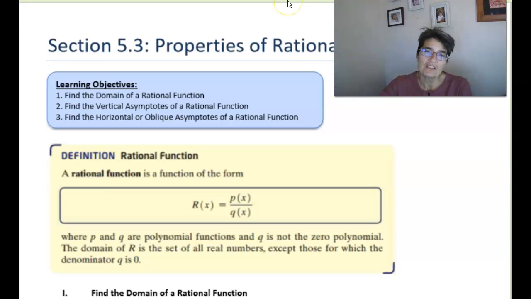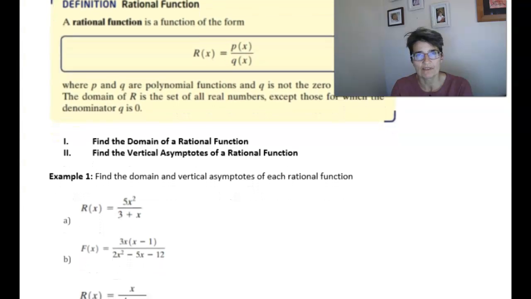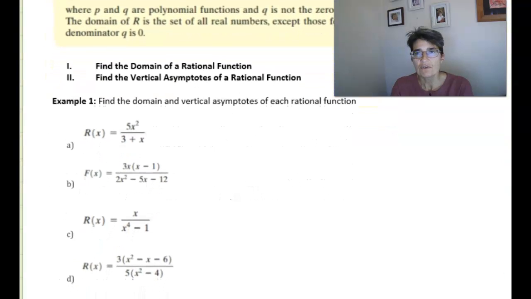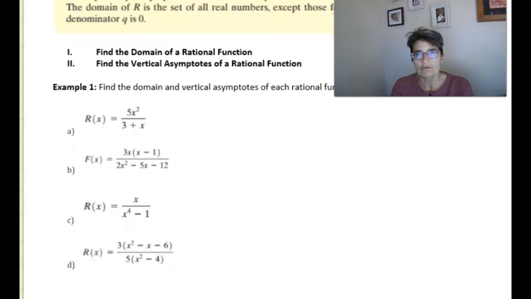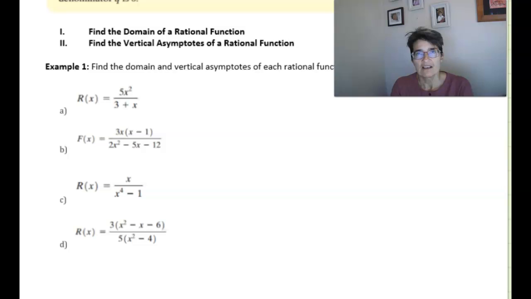So a rational function is a function of this form where r of x is a rational function. It's a quotient, a fraction with a polynomial in the numerator and a polynomial in the denominator, right? So it's a fraction made up of two polynomials, division of two polynomials. So there's a few things to consider when you graph a rational function. You look at some properties.